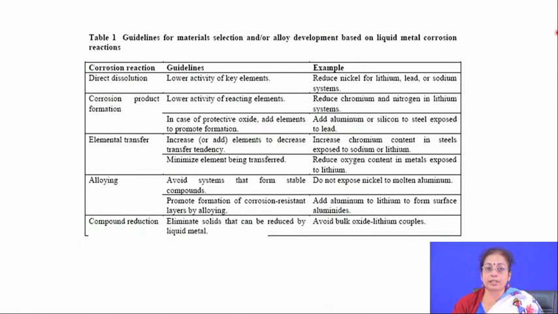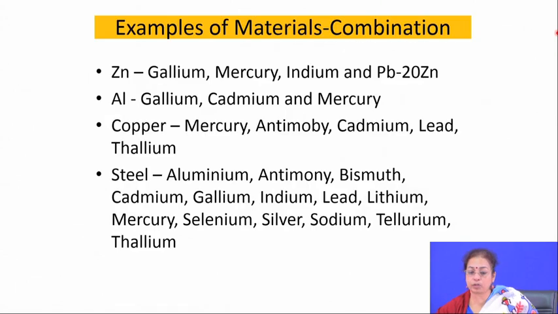So, you can understand that the problem of liquid metal embrittlement occurs when there is an improper or maybe mismatch in the liquid metal to solid combinations. This mismatch can be avoided by choosing proper materials for that particular liquid metal environment.